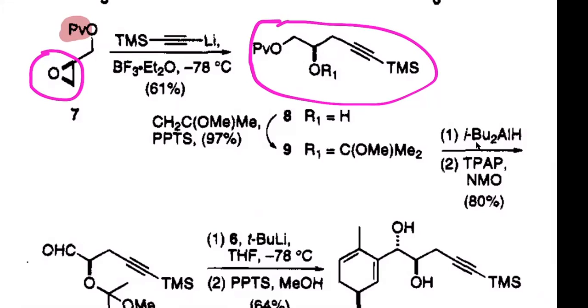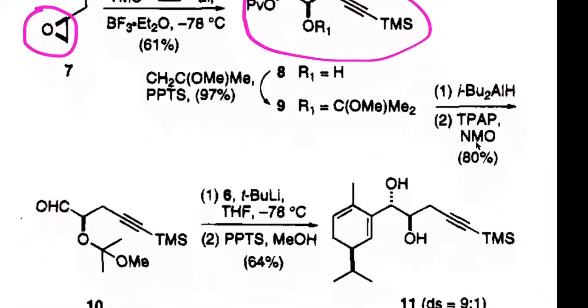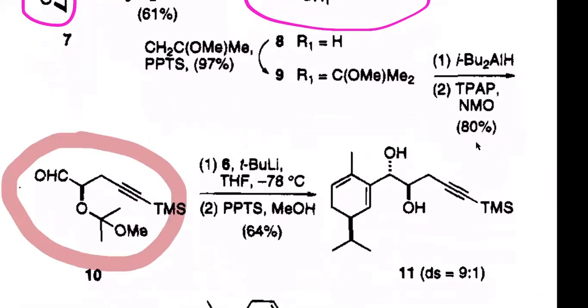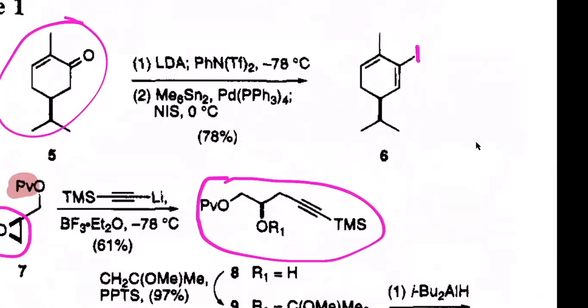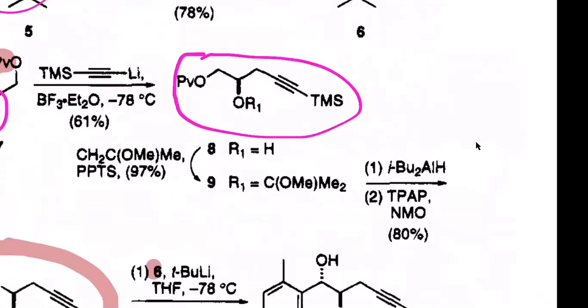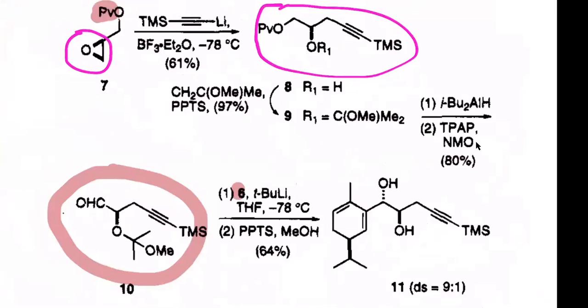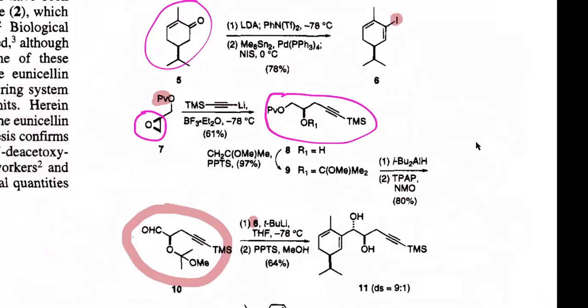during the process of the synthesis. Right, and then they took this right here, and then they took 6 from up top and converted it to a vinyl lithium. So right here's a vinyl iodide, and then when they got down here, they treated it with tert-butyllithium, so you end up with 6, a lithiated version of 6. So it looks like this.